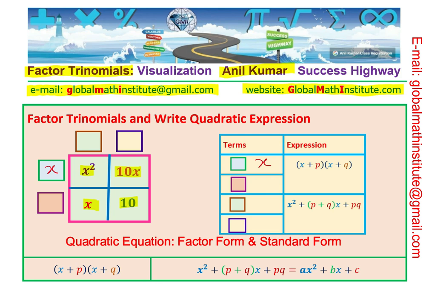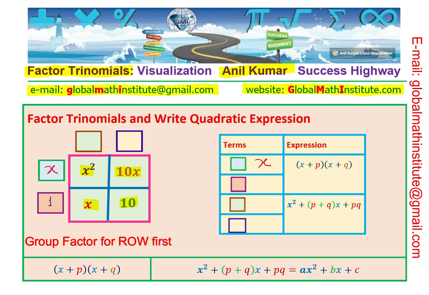Now x squared and 10x, x is common, and x and 10, what is common between that? Well, between x and 10, we have only one common, correct? So that gives us one of the factors, which is x plus 1. So we'll write here the factor x plus 1, which you can say is one side of this rectangle.